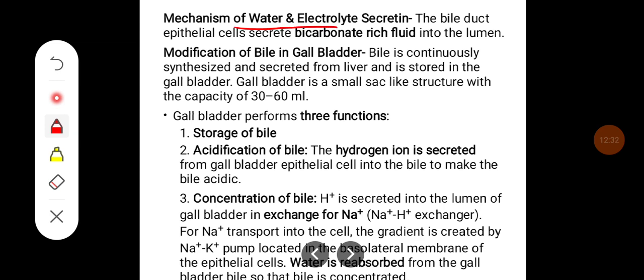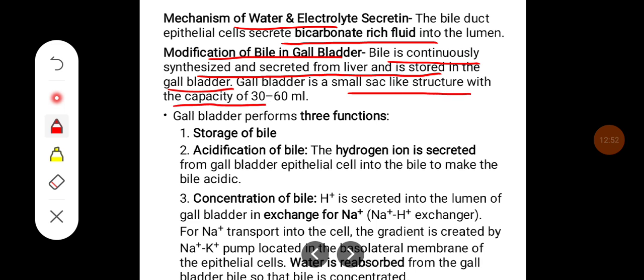Mechanism of water and electrolyte secretion. The bile duct epithelial cells secrete bicarbonate rich fluid into the lumen, and it will be modified in the gallbladder. Bile is continuously synthesized and secreted from the liver, and it is stored in the gallbladder. The gallbladder is a small sac like structure which has a capacity of around 30 to 60 ml.